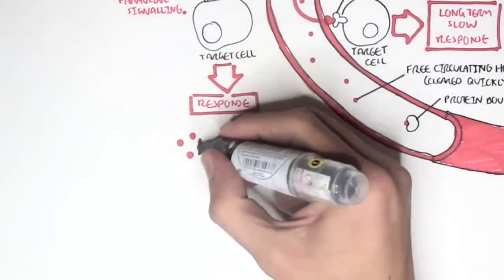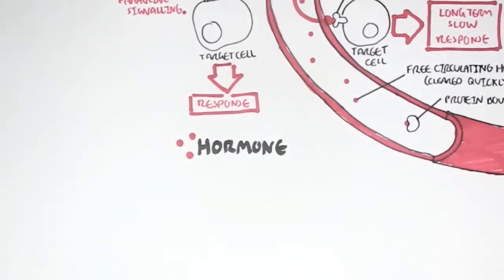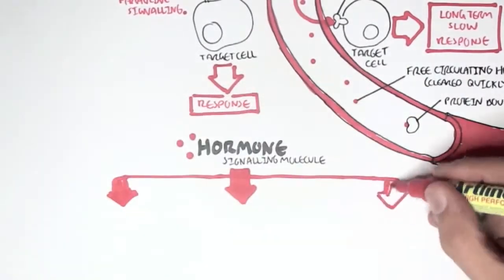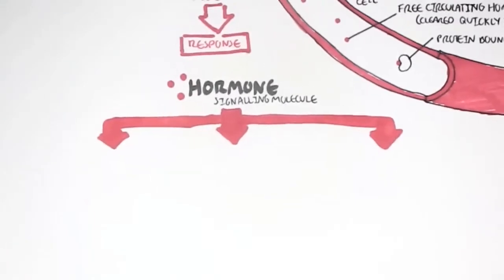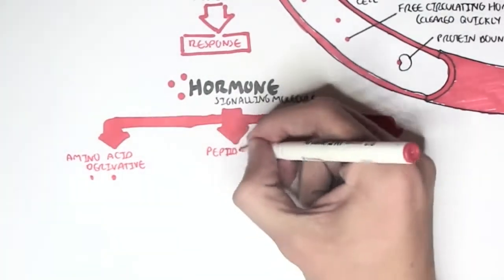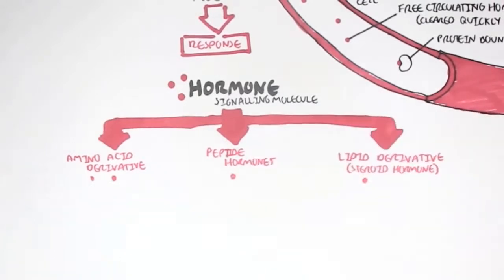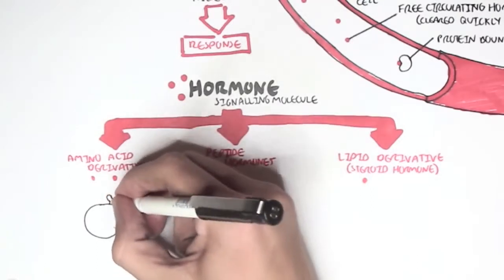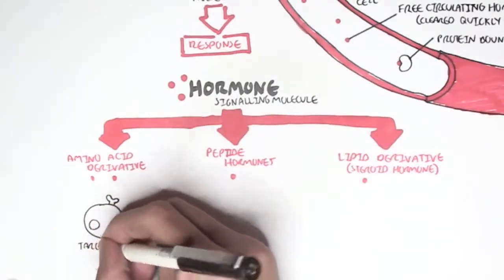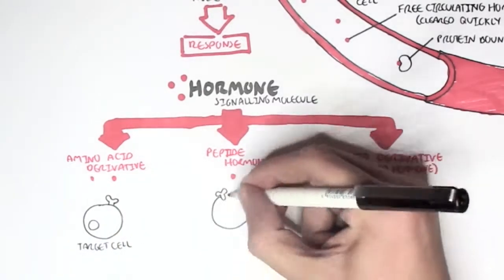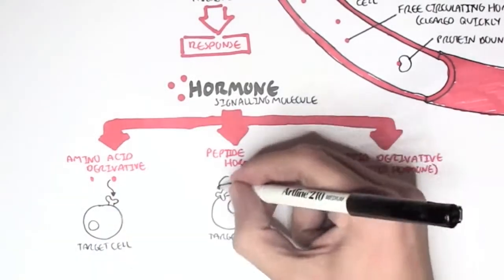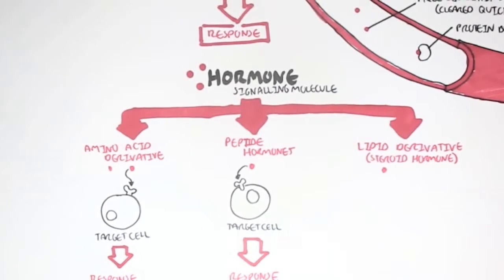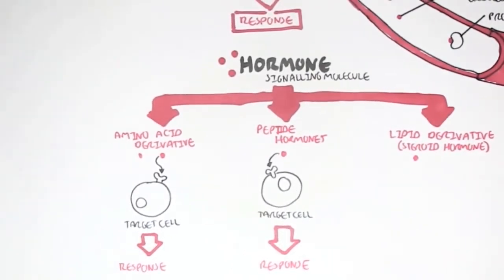So now let's talk a little bit more about hormones. Hormones, as I mentioned, are signaling molecules. Hormones can be grouped into three types: amino acid derivatives, peptide hormones, or lipid derivatives. Lipid derivatives, for example, are steroid hormones or thyroid hormones, if you know a little bit about your hormones. These hormones will bind onto a target cell, onto the specific receptor, that will initiate a desired, long-term response. Here I'm drawing these hormones binding onto target receptors on the plasma membrane of the target cell to initiate a response.